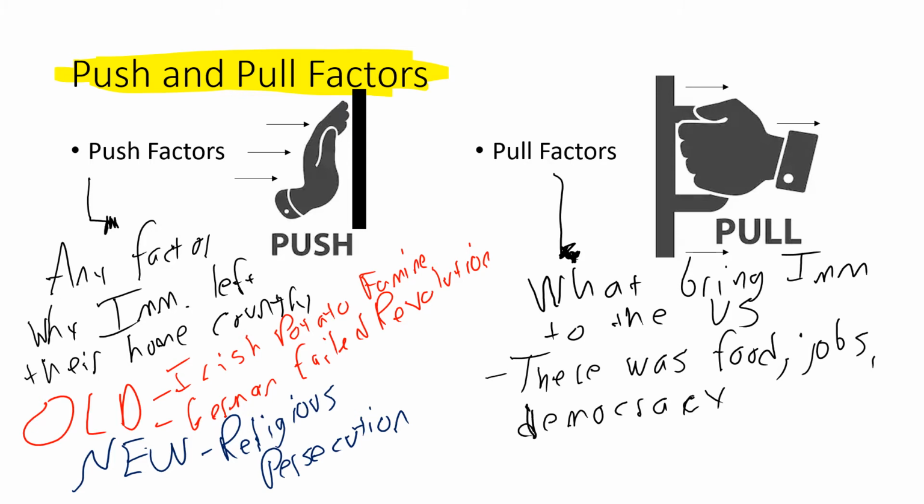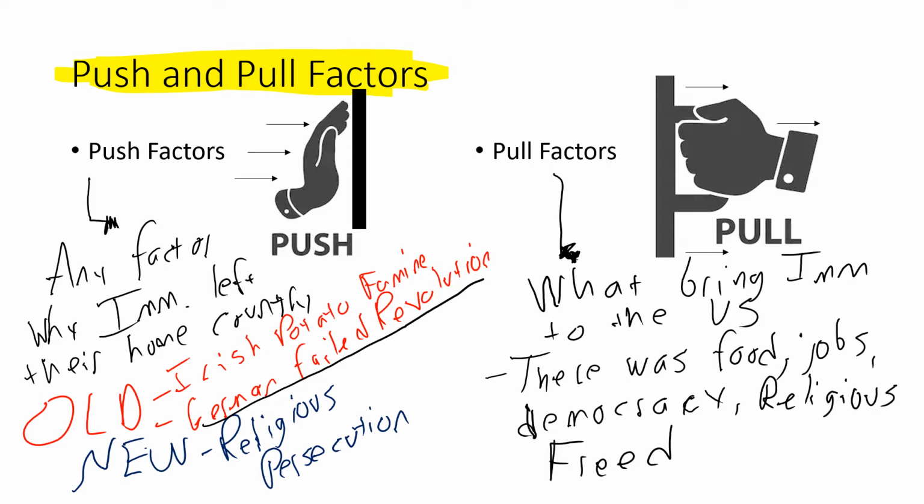Especially with these German immigrants who had failed to overthrow the government, they want to come somewhere where it's free. They're not going to have to overthrow a king, right? They're going to be able to elect who their president is. So food, jobs, democracy, another big one would be religious freedom. And all of those reasons right there, those are reasons why people would have been pulled into the United States, why they would have left their country and then chose to come here. Those are all reasons for the push and pull of immigrants.